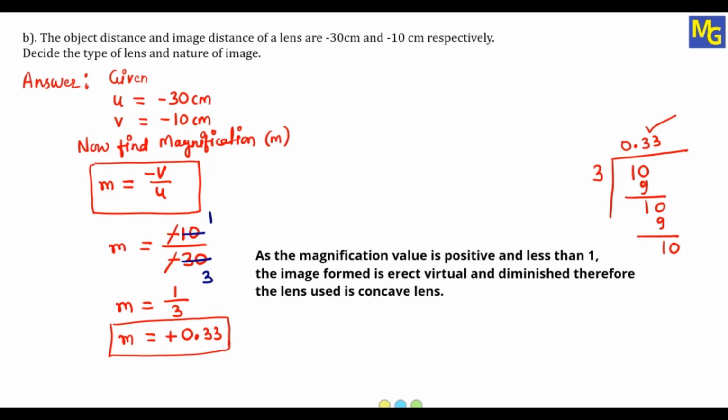And we know that if the magnification value is positive and less than 1, so see our value is positive and it is a fraction, so it is less than 1, then the image formed will always be erect, virtual and diminished. And this will happen only if our lens is a concave lens, and therefore the answer is the lens is concave and the nature of the image is erect, virtual and diminished. So here we have completed the answer of question B.